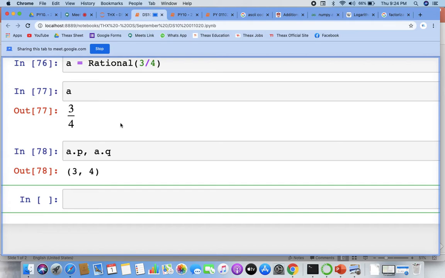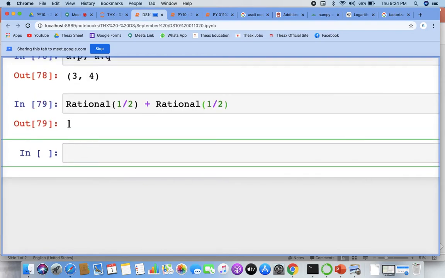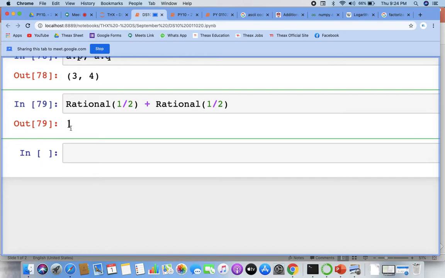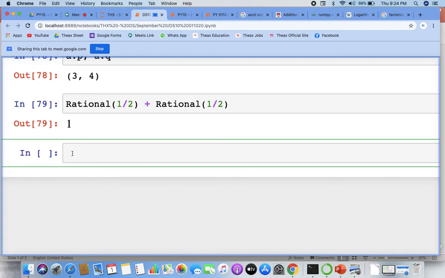But what if you want to define a rational but not solve it? If you say rational of 1 by 2 plus rational of 1 by 2, run this, you are getting 1. But what if you don't want to get the answer, not to simplify this? Think of what we can do. What can we use if I don't want to get the answer of this 1 plus 2 and 1 plus 2? Any thinking of anything, whatever you can just go on.